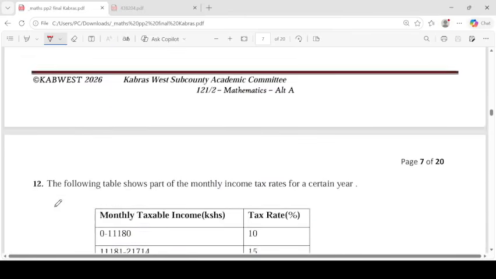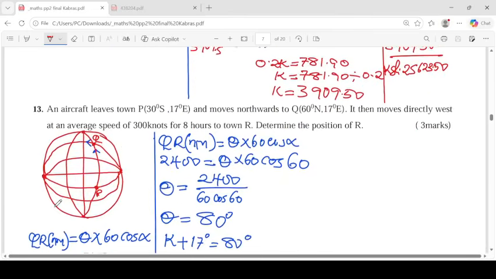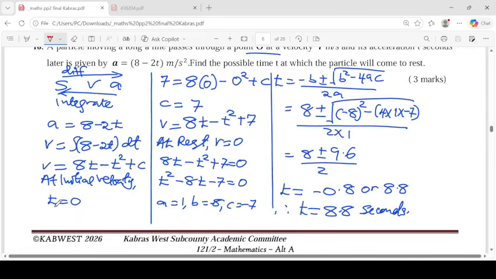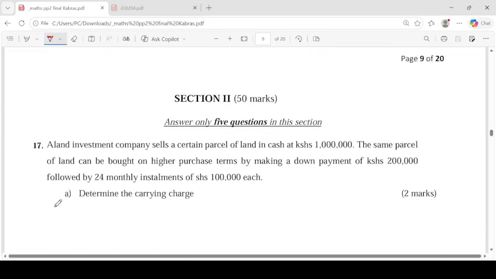You can see all this work was well discussed. So we are going to question number 17, ladies and gentlemen.